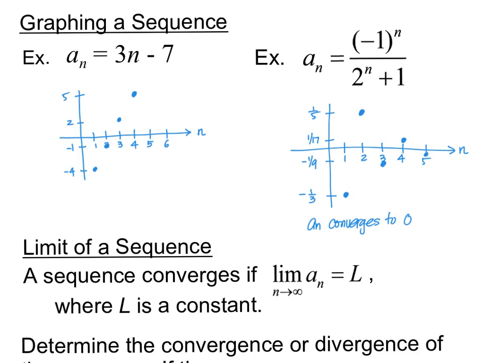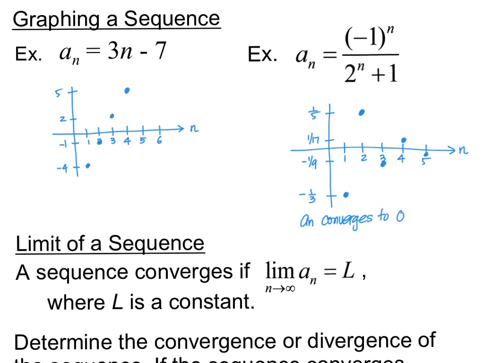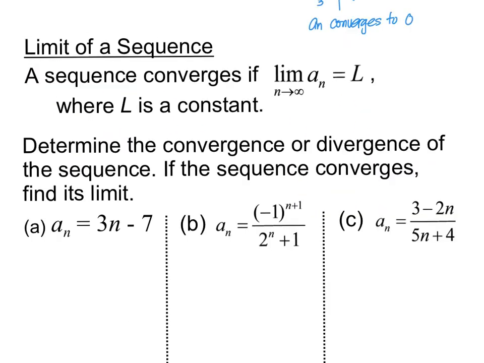This brings us to finding the limit of a sequence. All right, so a sequence converges if the limit of the sequence as n approaches infinity equals L, where L is a constant. So basically, to see if a sequence converges, we take the limit of the explicit formula. In this case, in example A, the limit is infinity. Infinity is not a constant, so we say that this sequence diverges.